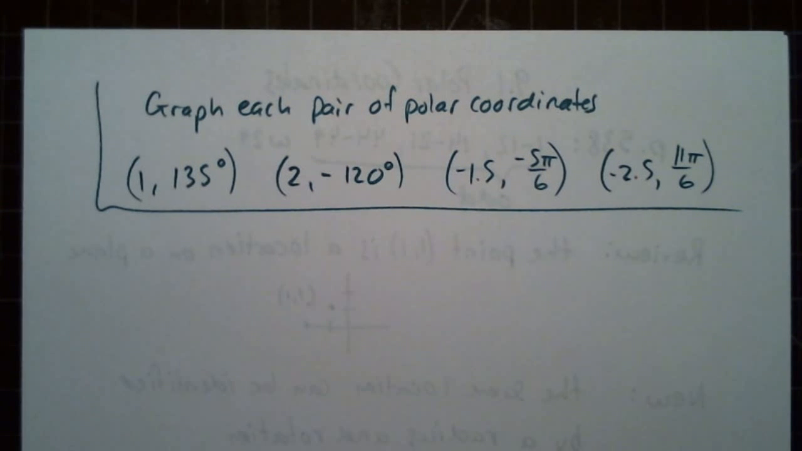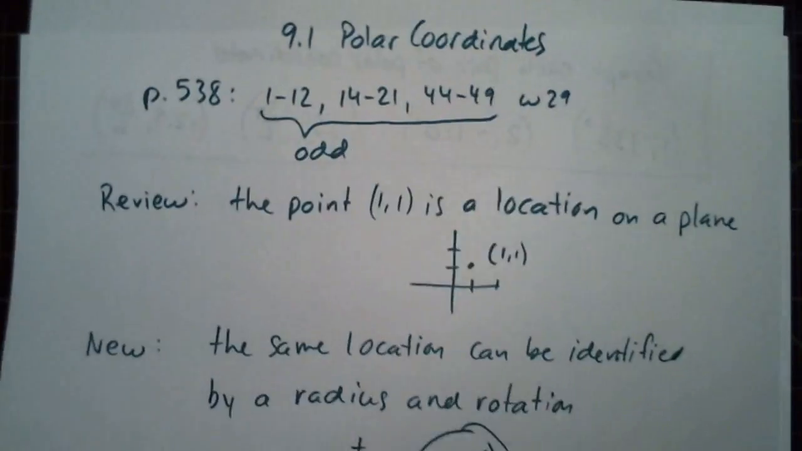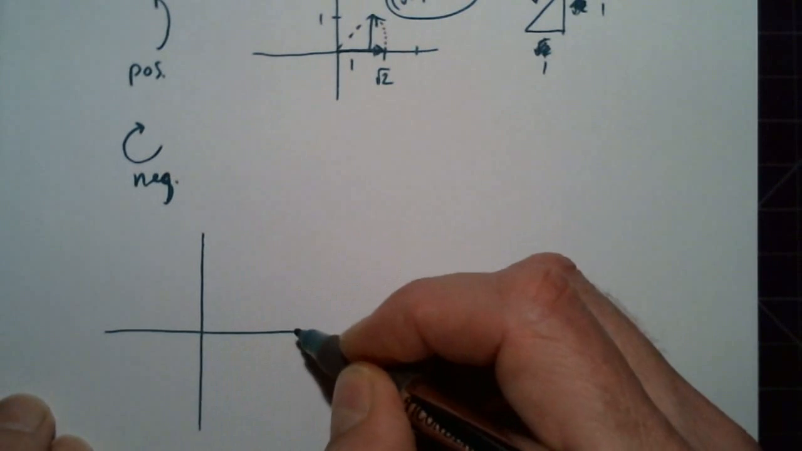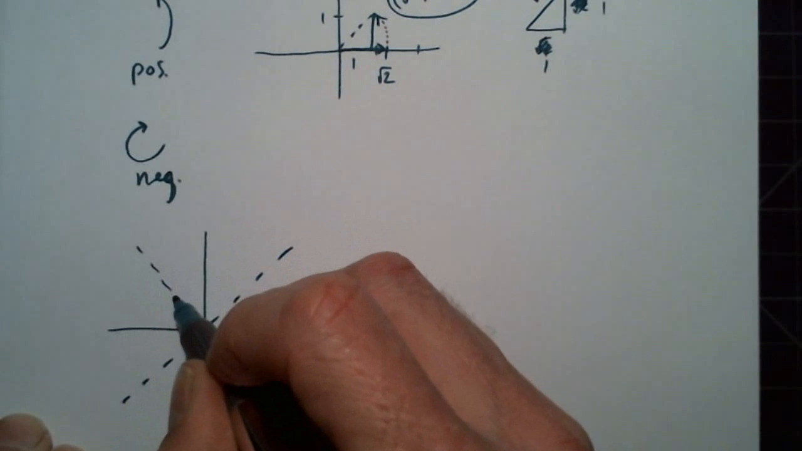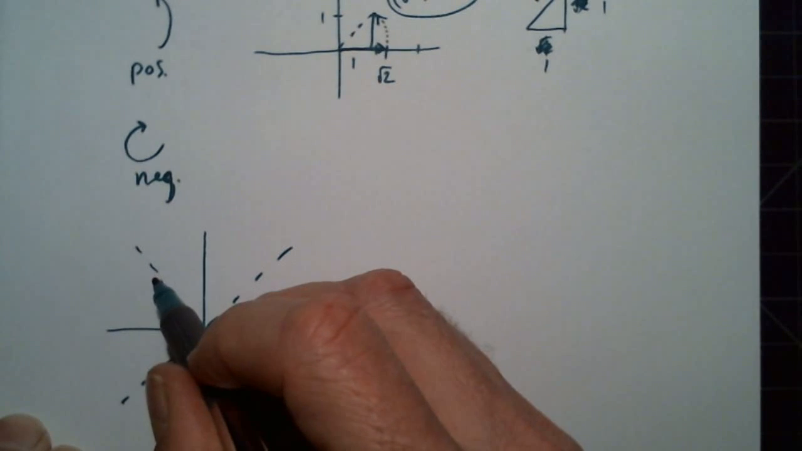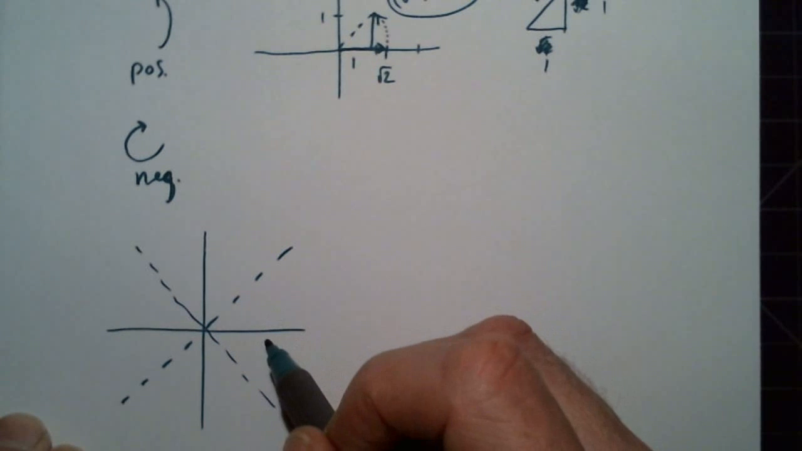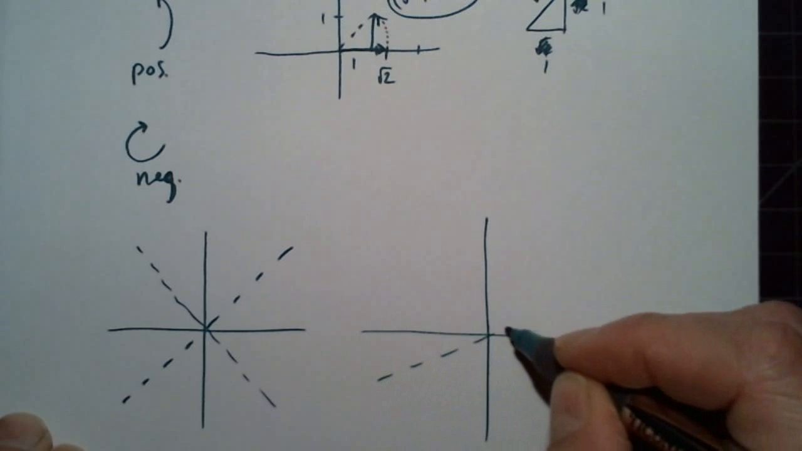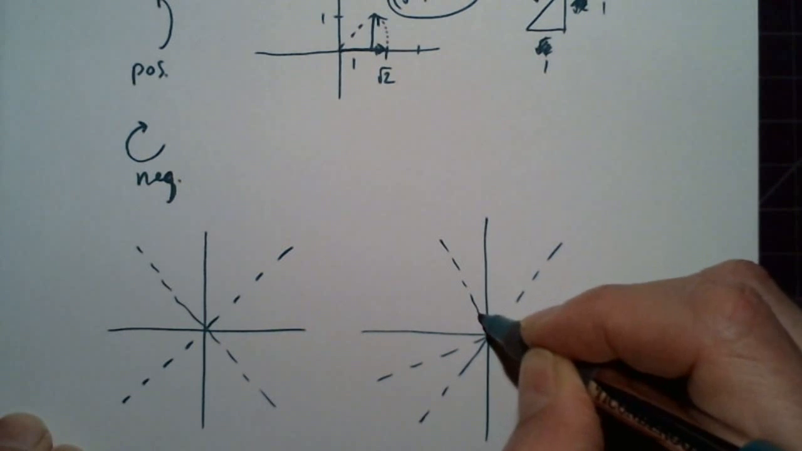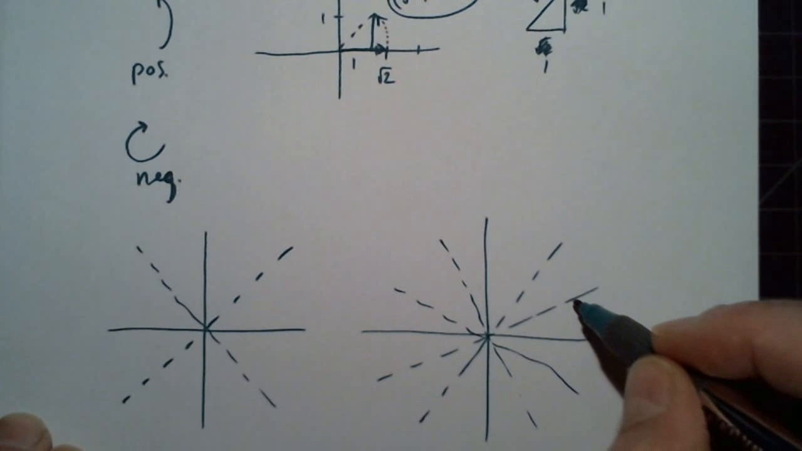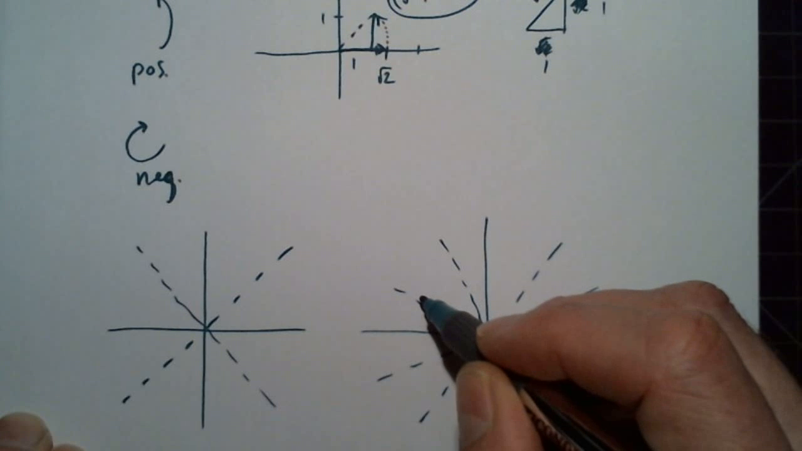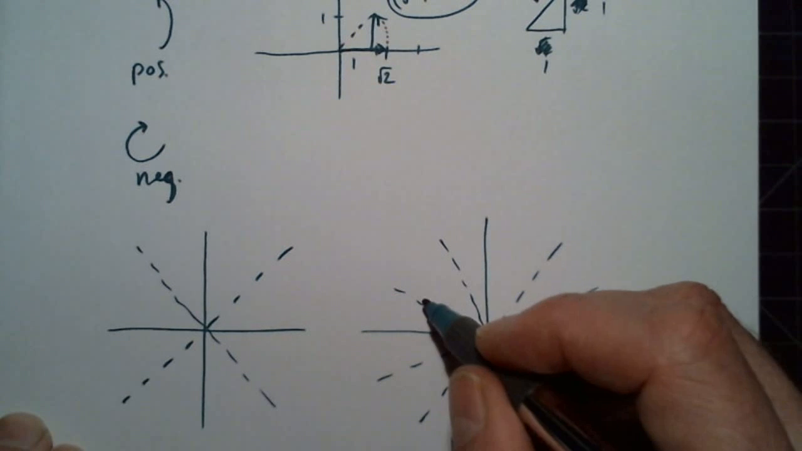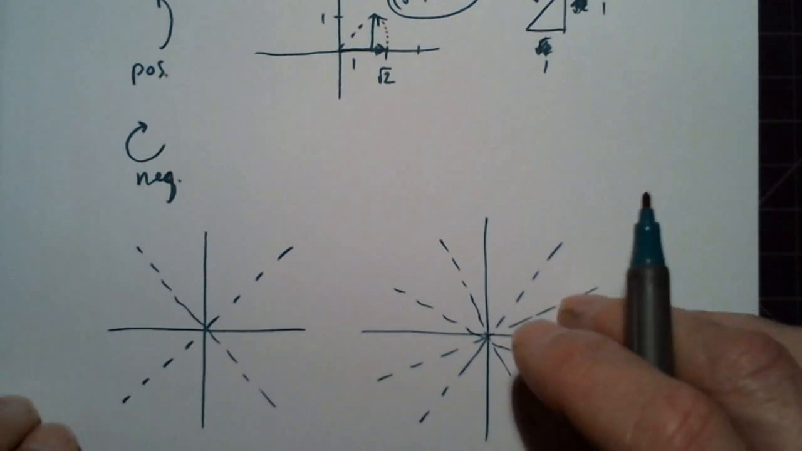Before we do this, let's review where all the angles are. So remember, we can have 45s, and this is 45, 90, 135, 180, 225. We can also count in radians: pi over 4, 2 pi over 4, 3 pi over 4, 4 pi over 4. And here we have 30, 60, 90, 120, 150, 180. We can also count in radians: pi over 6, pi over 3, pi over 2, 2 pi over 3, 5 pi over 6. So we have to make sure we remember those.